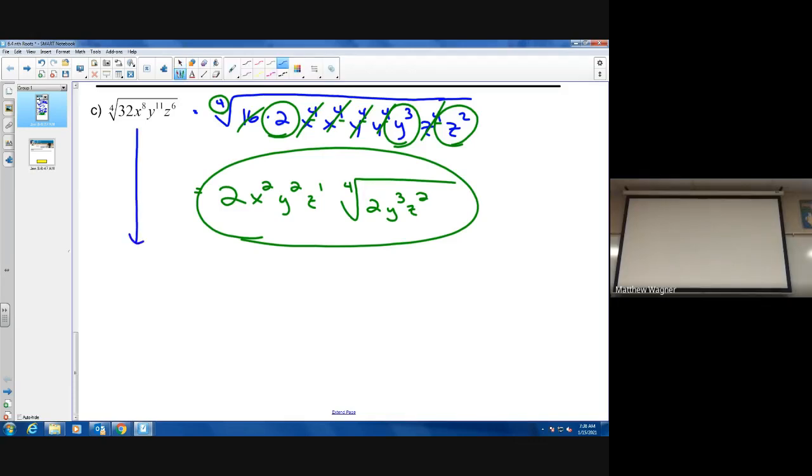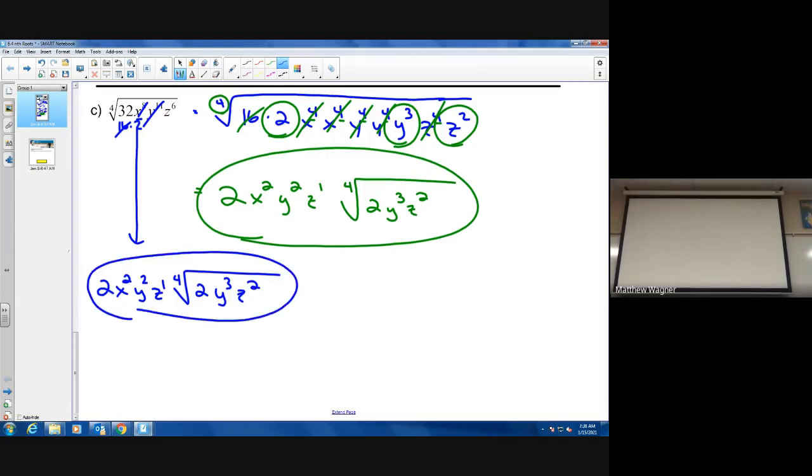Okay? So that would be one way to break it up. Another way, if you're mentally there, you could kind of do it this way. I know 32 is 16 times 2, so I'm going to take out a 2. I'm going to be left with a 2. 8, x to the 8th. I can take out 2 groups. I have no x's left. All right, 11 divided by 4 is going to be 2 with 3 left over. Got that one. Z to the 6th. 6 divided by 4 is 1, and I would have 2 left over.